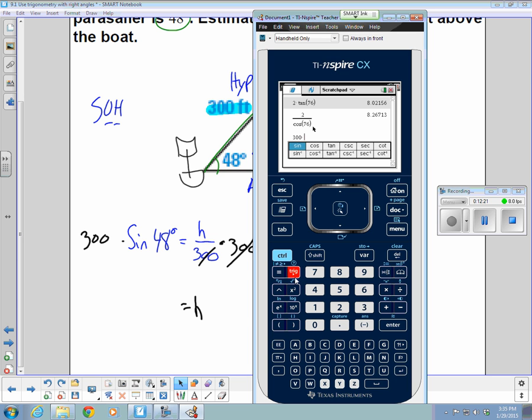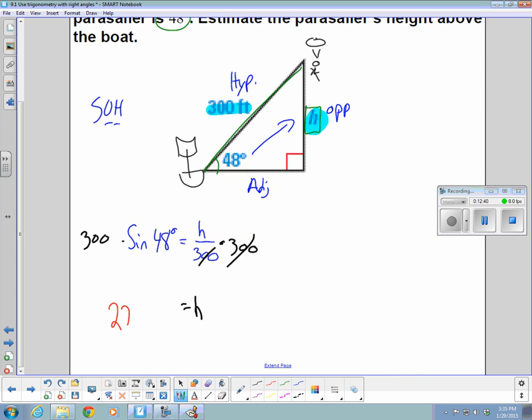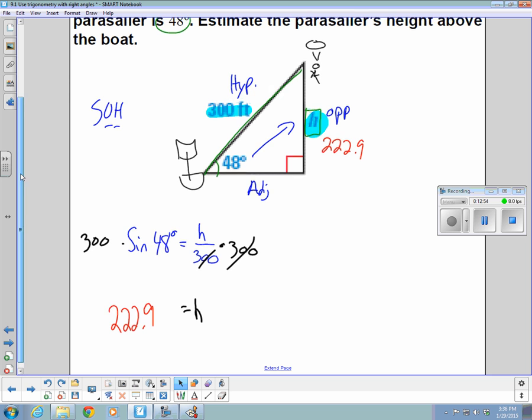Oh no, I hit sine inverse. I don't want to do that. All right, sine of 48 degrees. Close it. Yeah, we should be good. All right, enter. 222.9. That's going to be my height. That's my height right here. Okay, 222.9. All right, great. So that's how we do a little parasailing action.